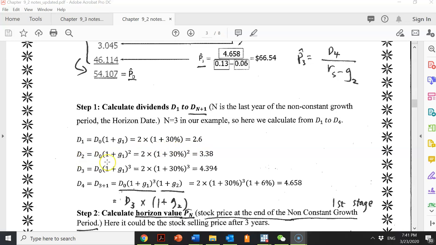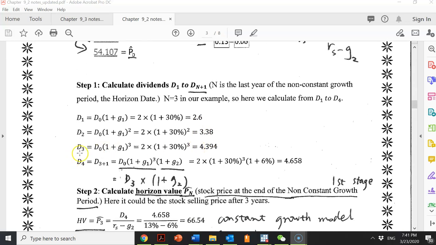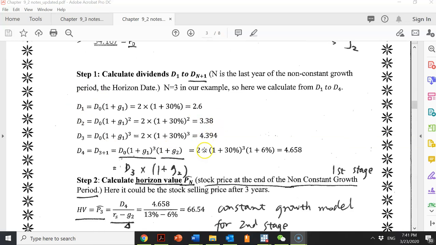D2 is D0 multiplied by 1 plus G1 squared, 3.38. Or it could be this 2.6 multiplied by 1 plus 30%. D3 is D0 multiplied by 1 plus G1 cubed, 4.394. It could also be the D2 value multiplied by 1 plus G1. Okay, these are the dividends in the first stage.